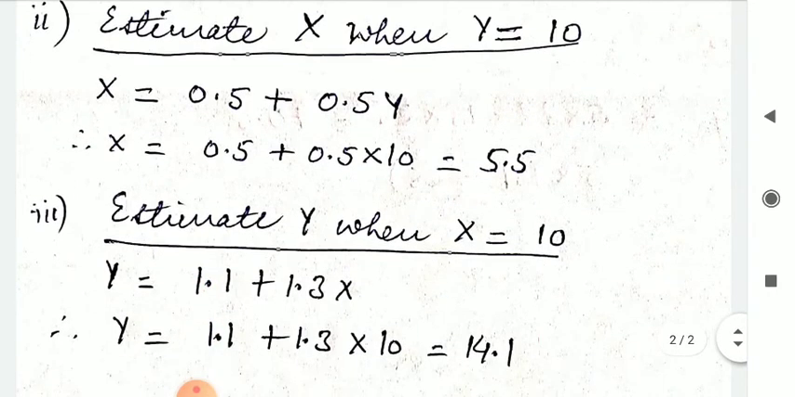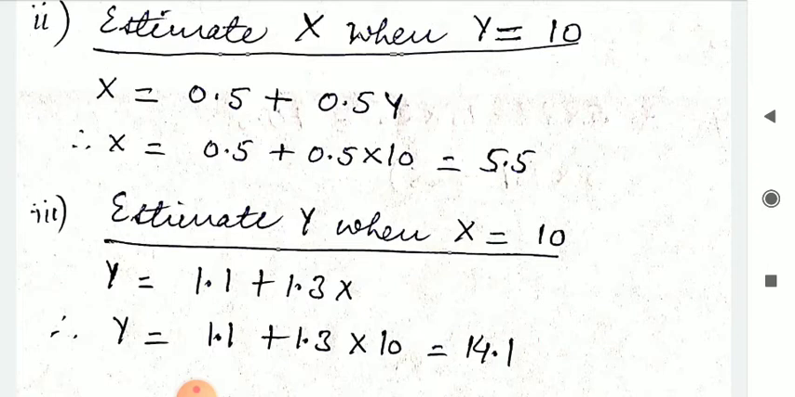Similarly, you can estimate the value of y when the value of x is given, like in this case when the value of x is equal to 10. So when you want to estimate y, you use the regression equation of y on x. So y is equal to 1.1 plus 1.3x, and finally we put the values, and therefore y is equal to 14.1.